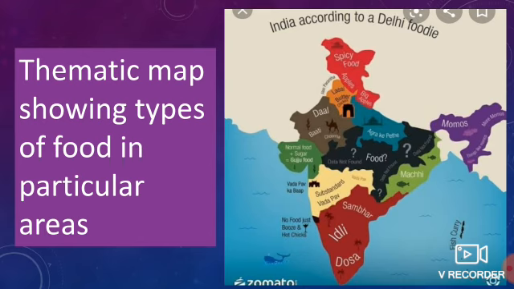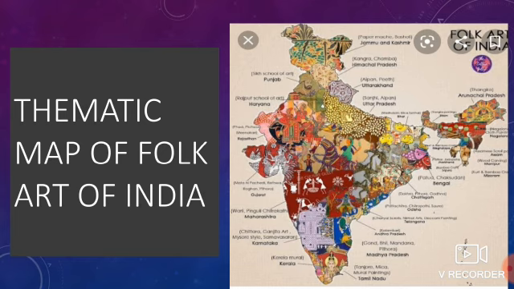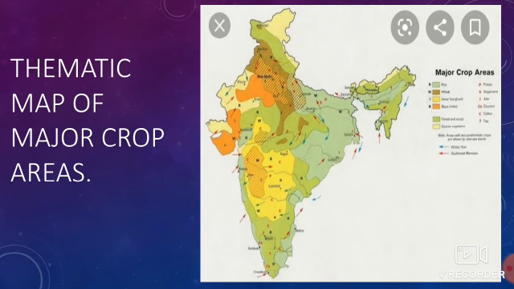Here the thematic map showing types of food in particular area. This thematic map is showing folk art of India and it is showing major crops areas. So this is about types of maps. Do you know students, map makers are called cartographers. Book of maps is called atlas.